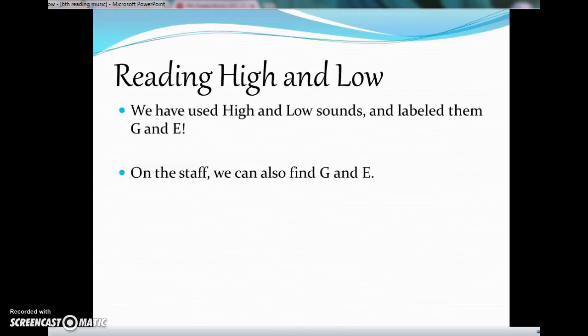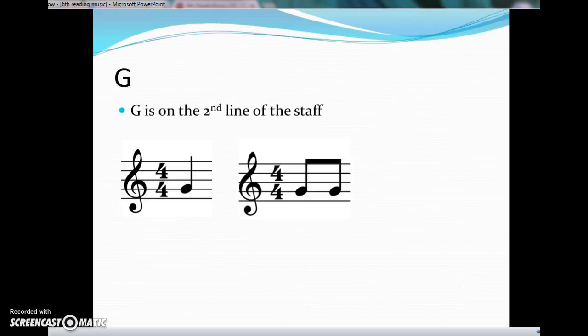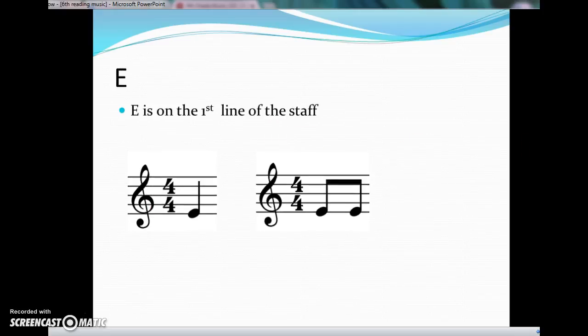So when we read high and low sounds, we have used just those words, high and low, and now we're labeling them G and E. So on the staff, we can also find G and E. This is how we read our music notes. G is on the second line of the staff. You can see it here as a quarter note or 2 eighth notes. We also have E, which is on the first line of the staff. E can be on the first line as a quarter note, or it can be on the first line as a set of 2 eighth notes. I hope this review helped, and if you have any questions, please feel free to let me know.